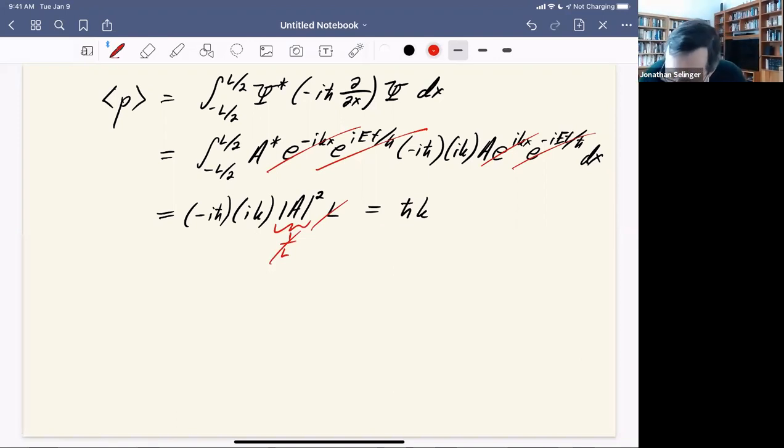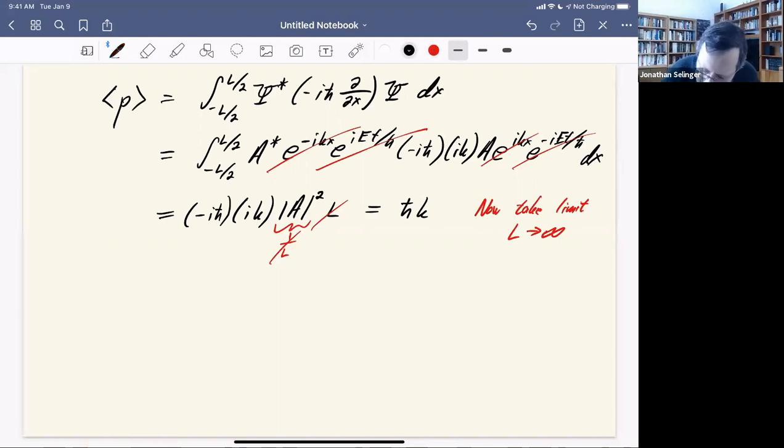Now we can say, let's take the limit of L goes to infinity. No problem. It doesn't depend on L; it's constant with respect to L. So in that sense, this calculation gives us the expectation value of the momentum is just h bar k. Huh, all right.